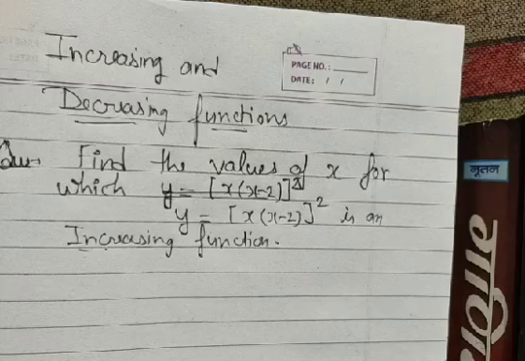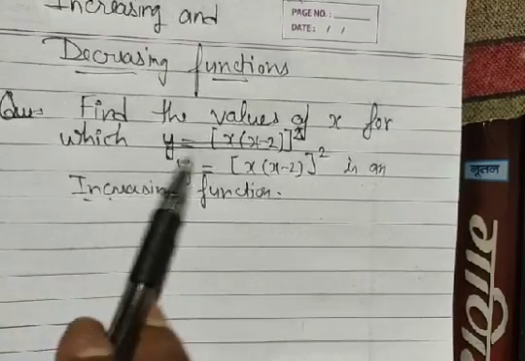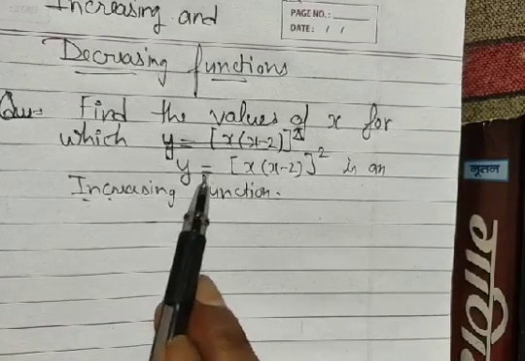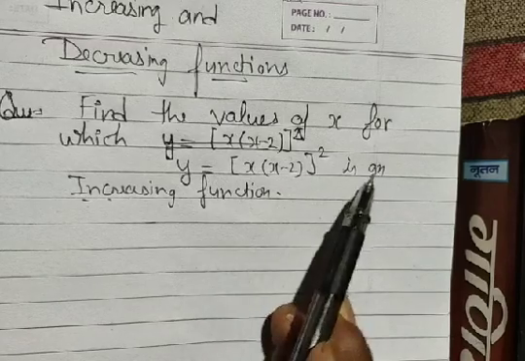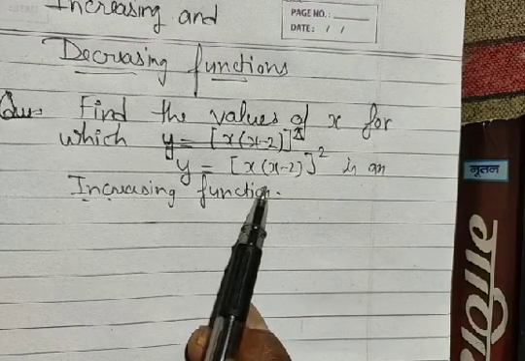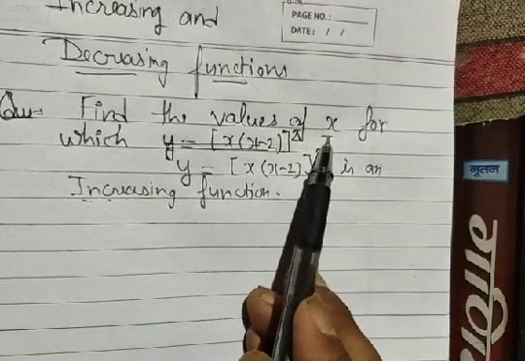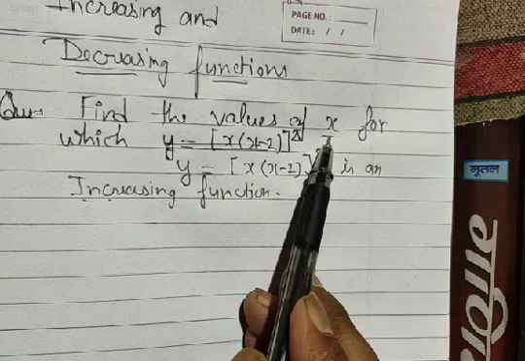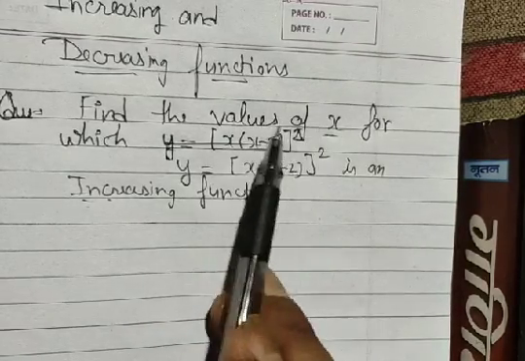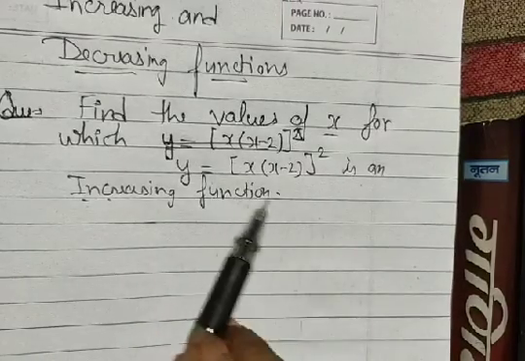How can we solve them? One of the problems is on the screen: we have to find the values of x for which the function y equals (x minus 2) whole square is an increasing function. In general, we have to find the interval in which x lies, for which the given function is increasing.